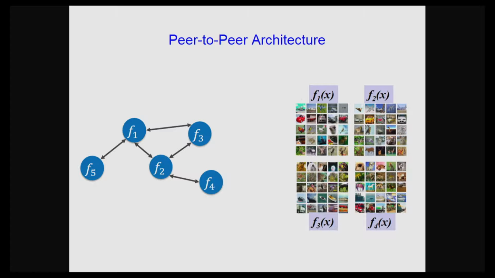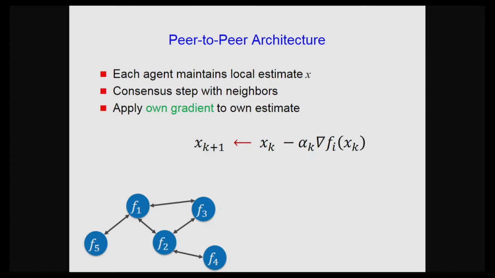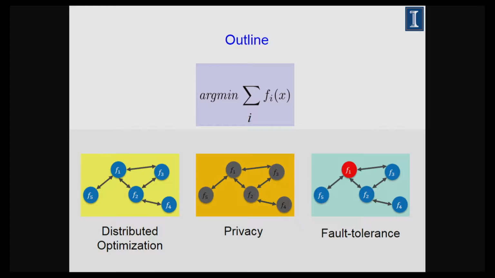In the peer-to-peer architecture, similar things happen. And instead of having a server, each user maintains his own estimate. They exchange the estimates, perform a consensus step using this doubly stochastic matrix. I'm assuming undirected graphs here. And then what is different is that each client will apply his own gradient to that averaged estimate. So now let's get to the notion of privacy that we are dealing with.